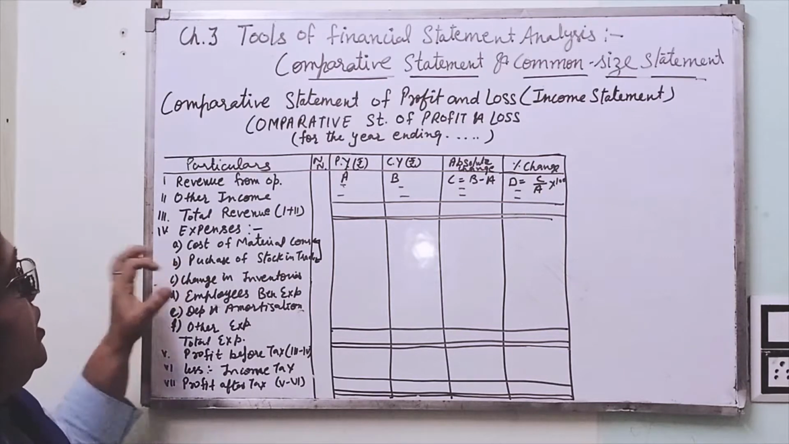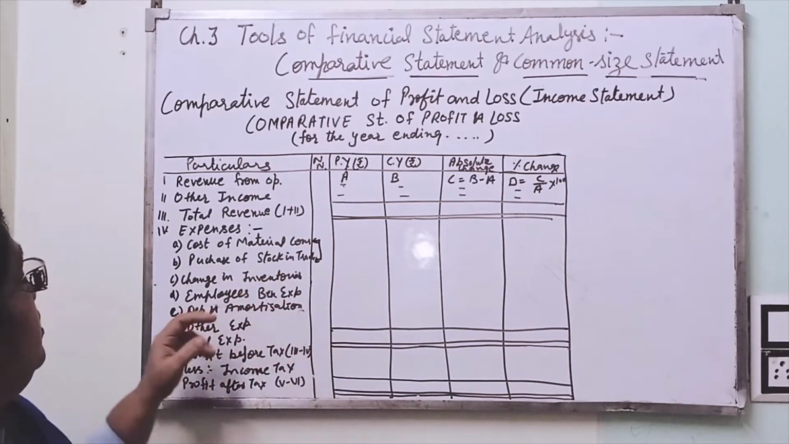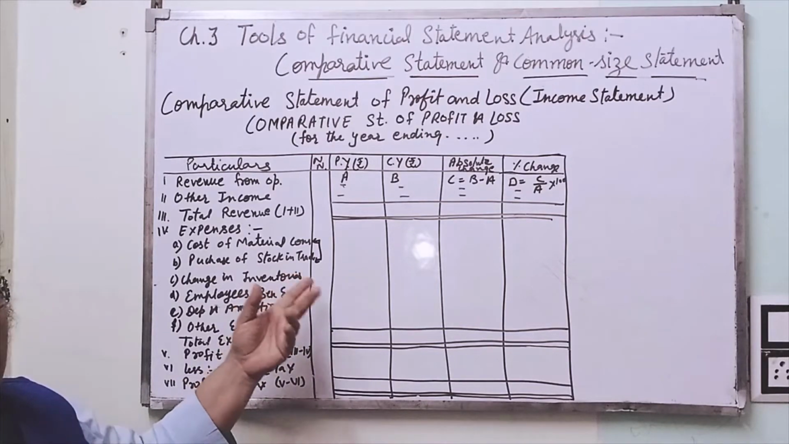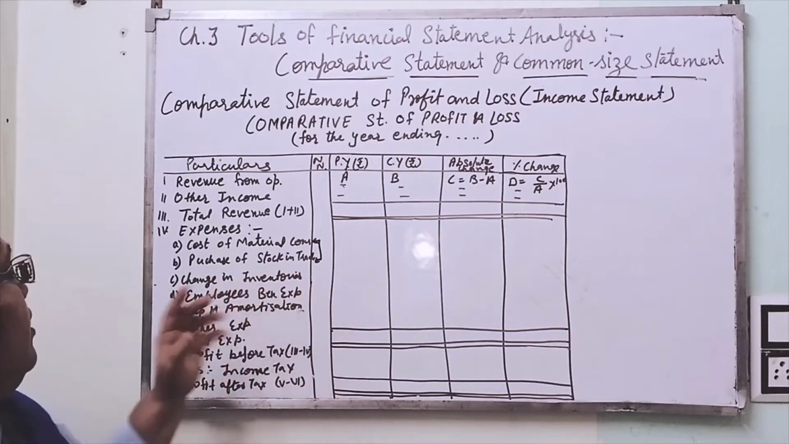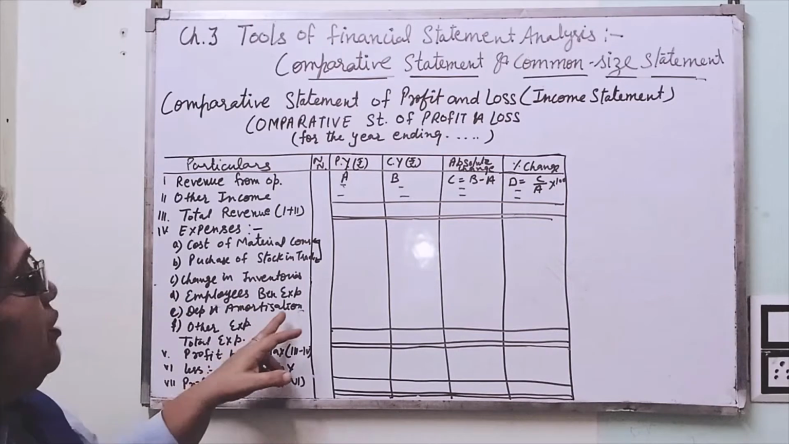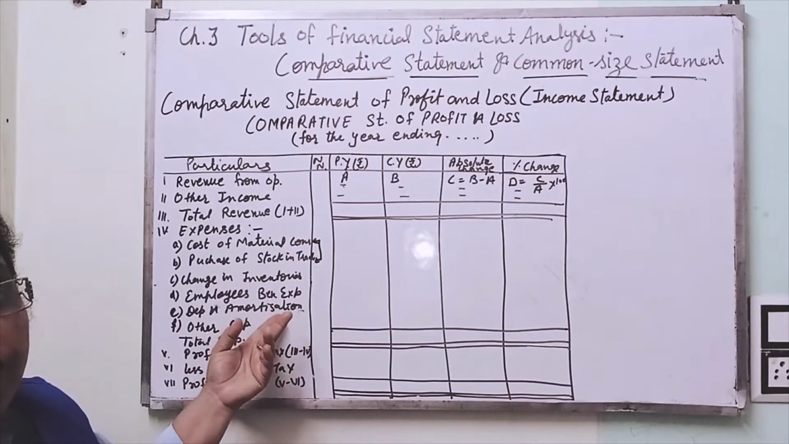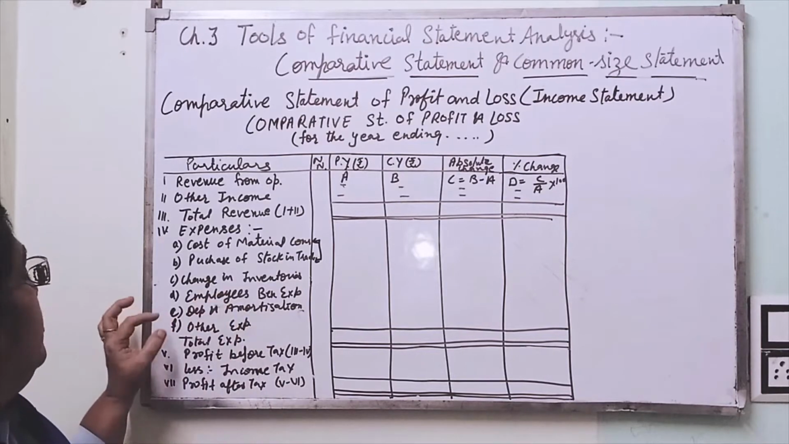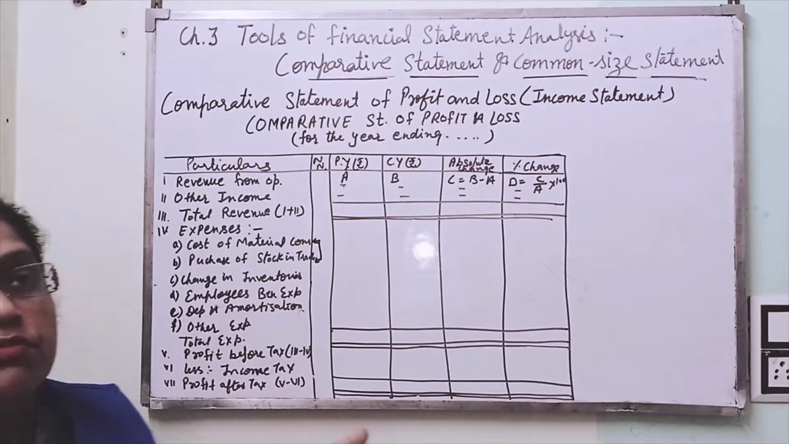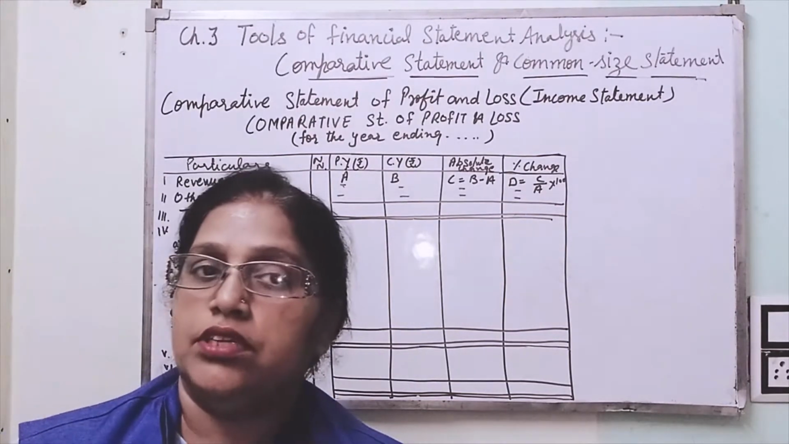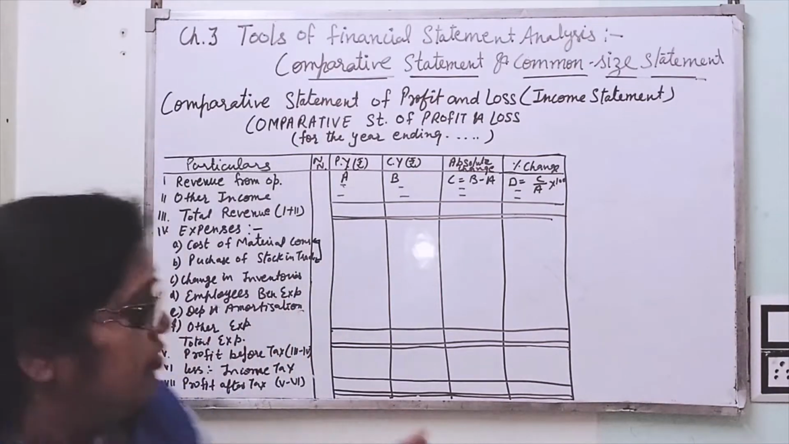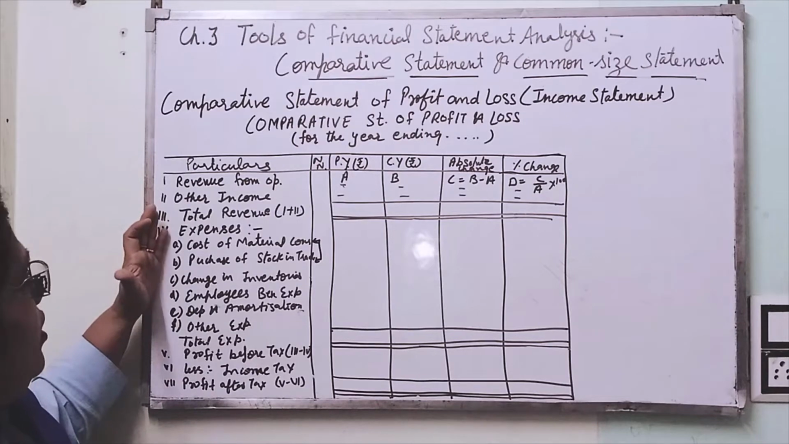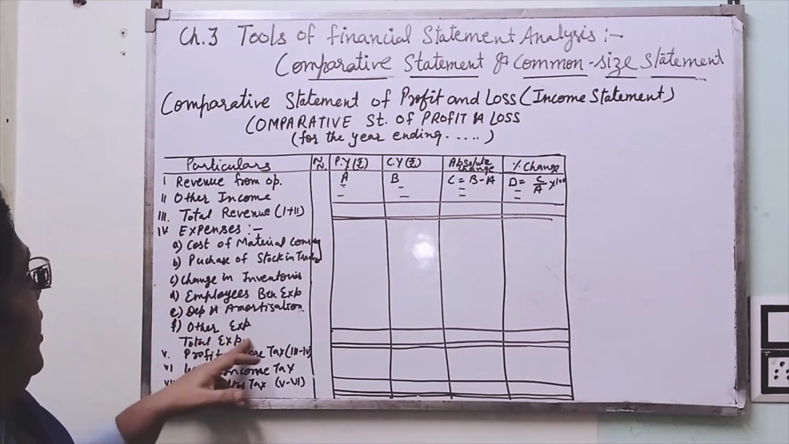Then next is change in inventories, opening minus closing. Employee benefit expenses means paying the bonus and cash leave, gratuity, etc. Then depreciation and amortization, fall in value of assets, intangible assets and tangible assets. Then finance cost means interest on debentures, interest on loan. Next is other expenses.